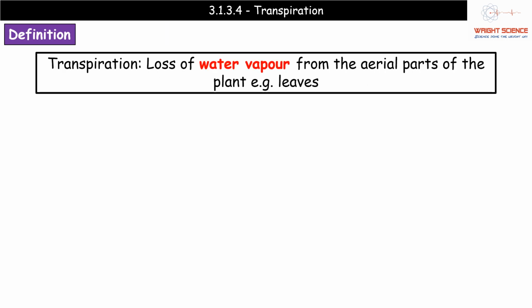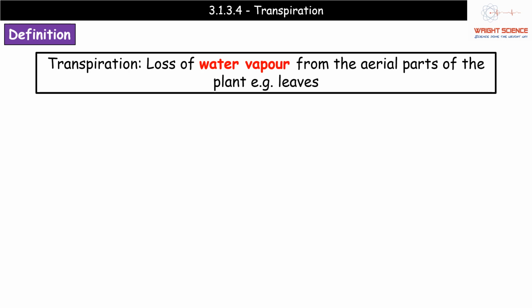First thing then, let's recap what on earth we mean by this word transpiration. And we're going to get picky now, okay? So when we are defining transpiration, we need to say that it is the loss of water vapour from the aerial parts of the plant. The aerial parts of the plant are the leaves, and it's got to say water vapour. If you just write down the loss of water from the aerial parts of the plant, not getting it.